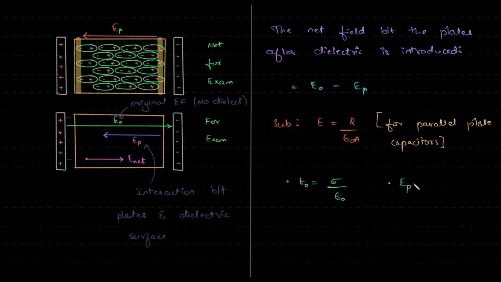And E P will be, I'll call this sigma induced, divided by epsilon naught. Okay guys, again here why are we using epsilon naught? I told you initially that it's the interaction between the plates and the dielectric surface, right? So it's not within the material, it's outside, but just for the sake of drawing we have drawn this, so don't get confused. It's epsilon naught. Agree?